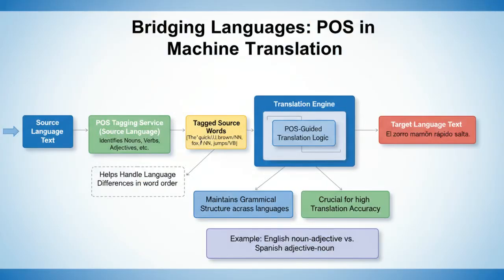Machine translation is another domain where POS tagging plays a vital role. When translating a sentence from one language to another, merely replacing words isn't enough. The grammatical structure must also be preserved or appropriately transformed. Different languages have different word orders and grammatical rules. By knowing the part of speech of each word, translation systems can maintain the grammatical integrity of the sentence and ensure that the translated text is not only semantically correct, but also grammatically natural. For instance, if a noun-adjective order in English needs to be reversed to adjective-noun in the target language, POS tags provide the necessary information to perform this transformation accurately, significantly improving translation accuracy.